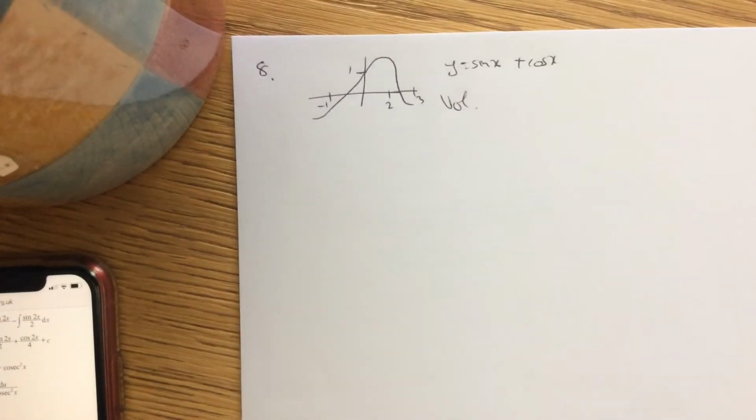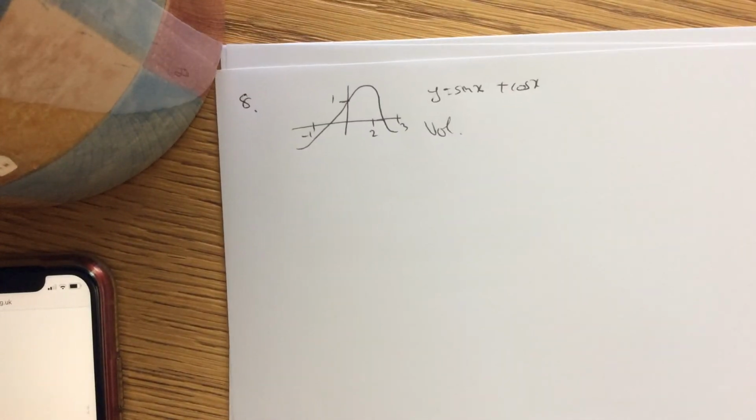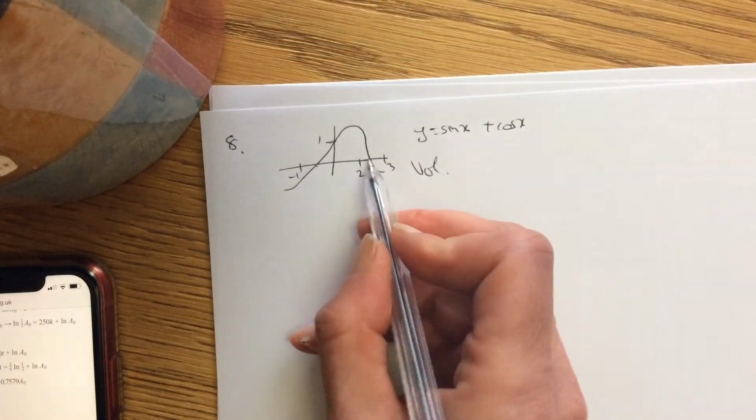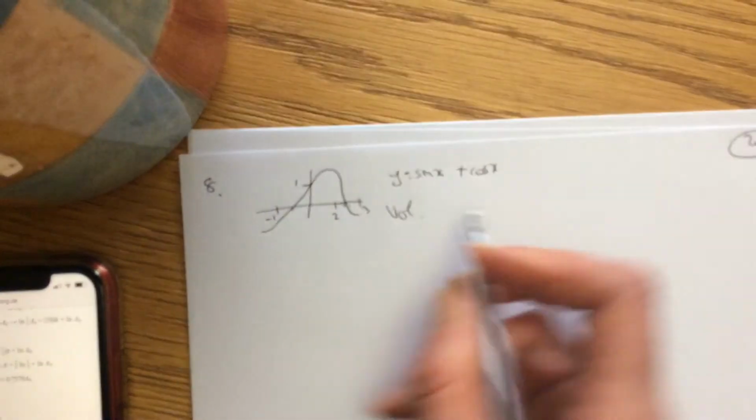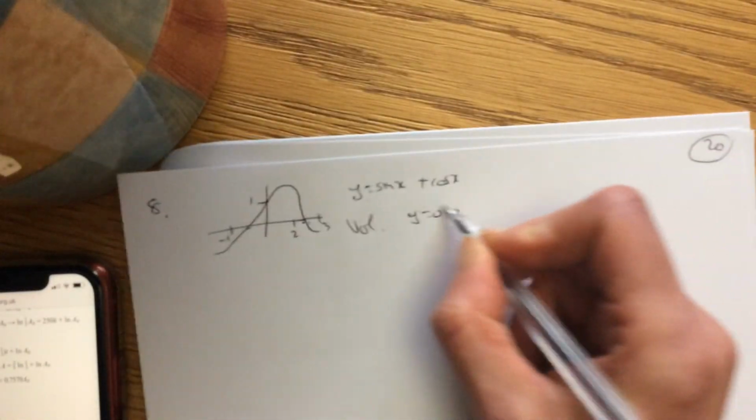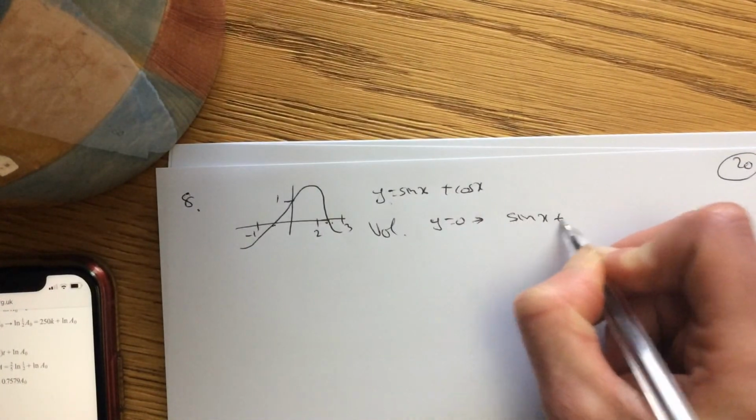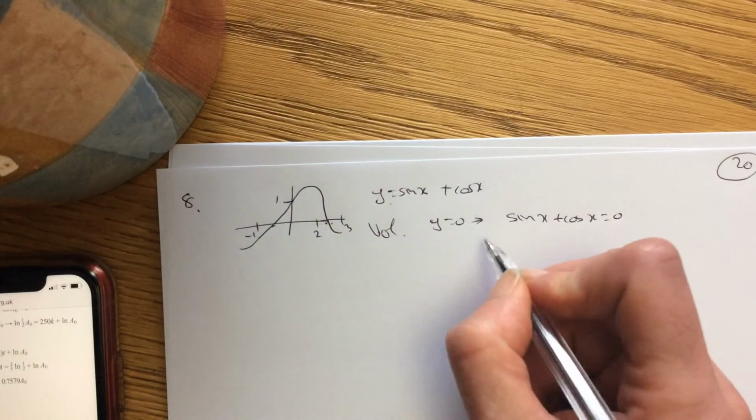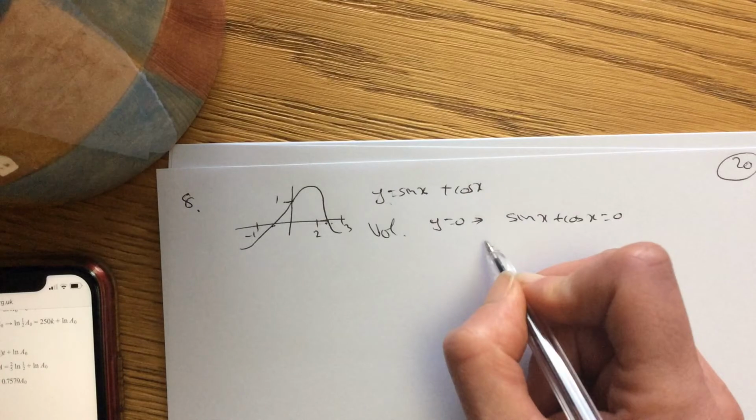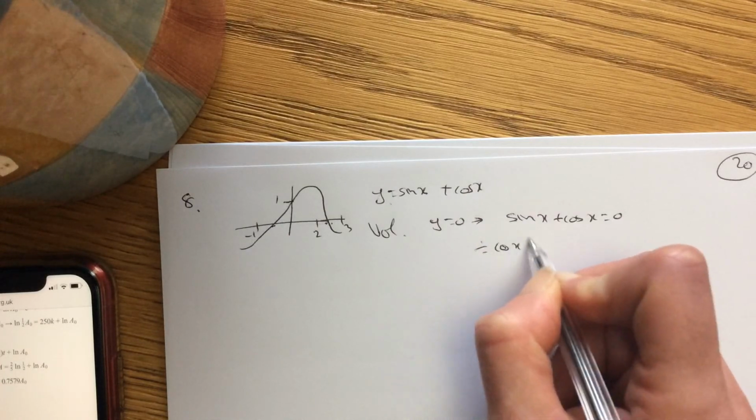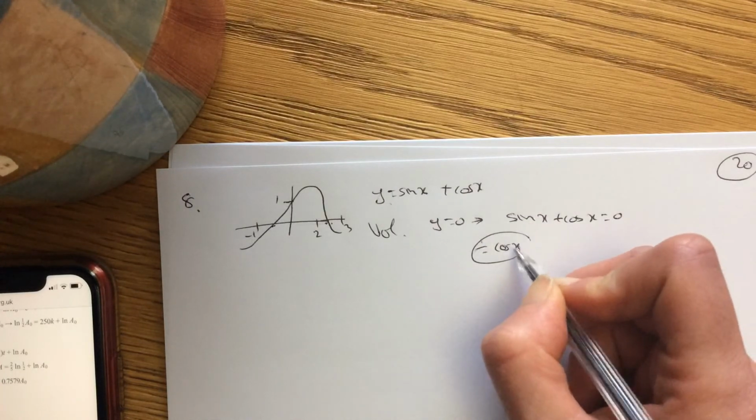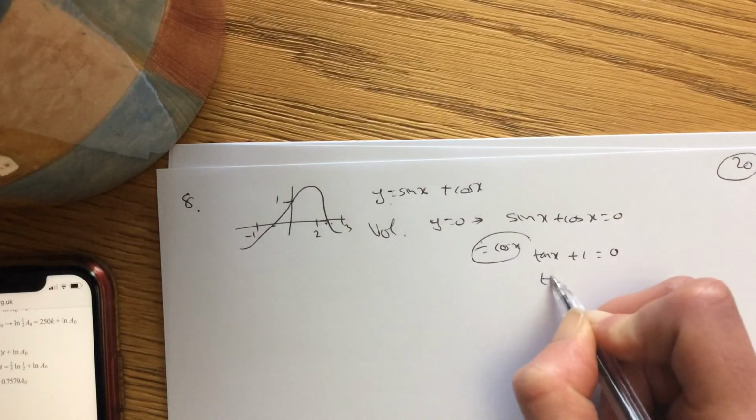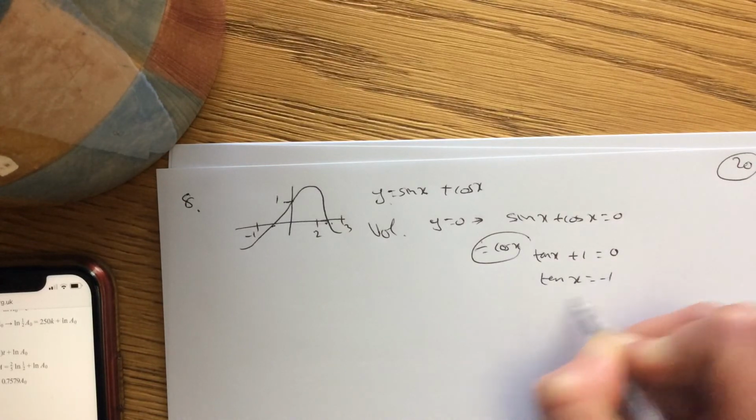Okay, and number 8 from this paper. Right, first of all I have to find these intersection points. So that's when y is 0. So that's the first thing. So I put sine x plus cos x equals 0. If you ever have sine and cos in the same equation equalling 0, just divide everything by cos, because sine divided by cos is tan, cos divided by cos is 1. So you've got tan x equals minus 1.